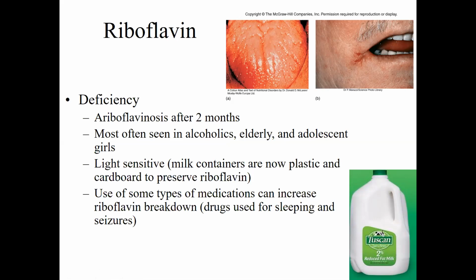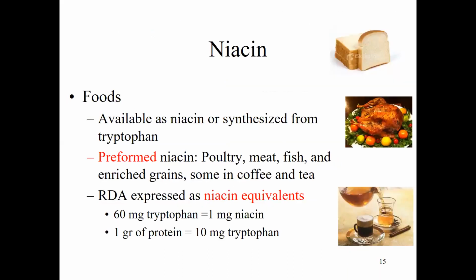These are generally medications that are used for sleeping aids and seizures. So one of the side effects of those drugs would increase someone's likelihood for riboflavin deficiency. It might need either supplementation or extra riboflavin in the diet.